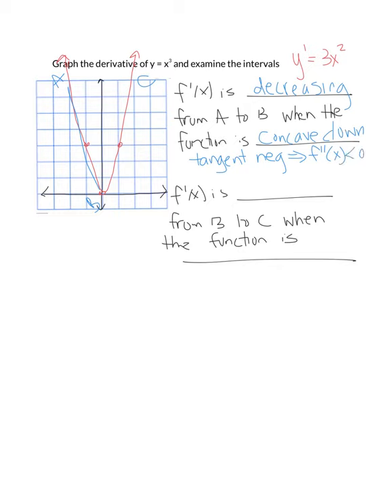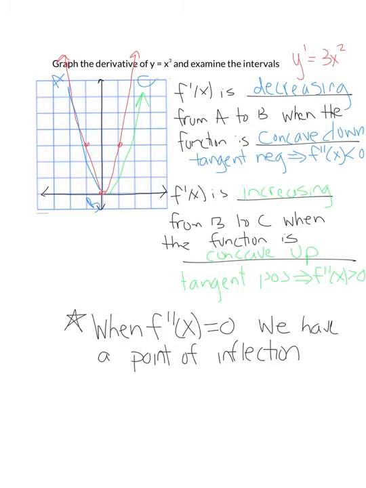Now the exact opposite thing is happening to the right of 0. So when I look from point B to point C, this graph is increasing or going up, and this means that it is concave up. Now again, the exact opposite thing happens. Our tangents are positive, and that means that our second derivative is going to be greater than 0. So just to summarize, when f double prime of x, or our second derivative, is equal to 0, that means that we have a point of inflection.